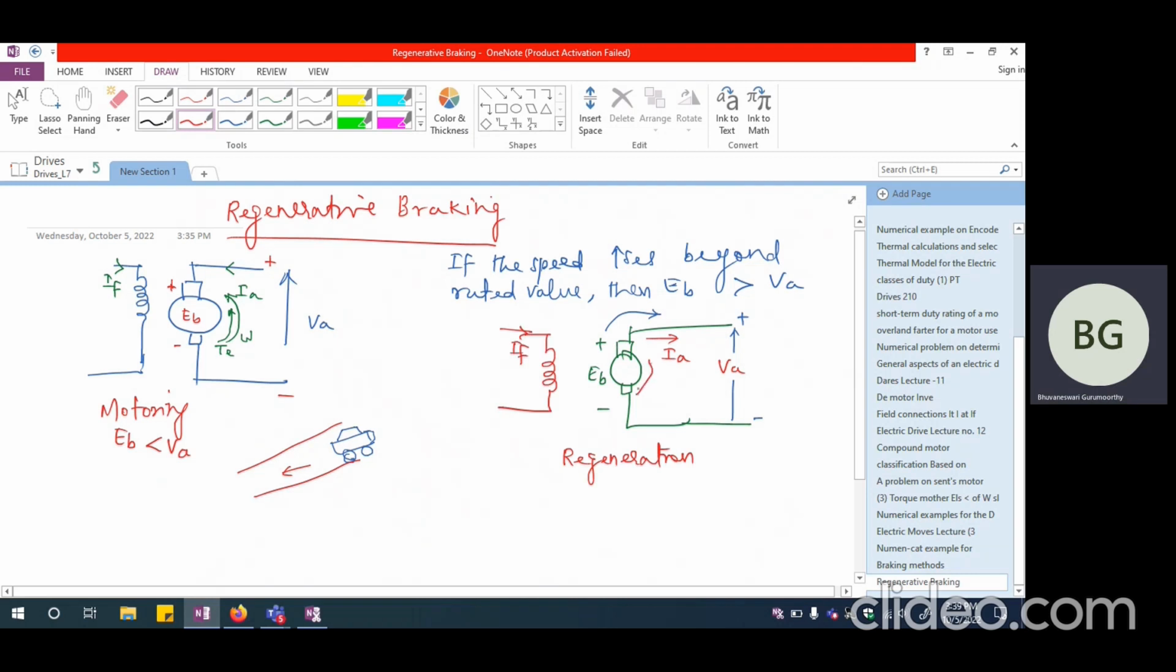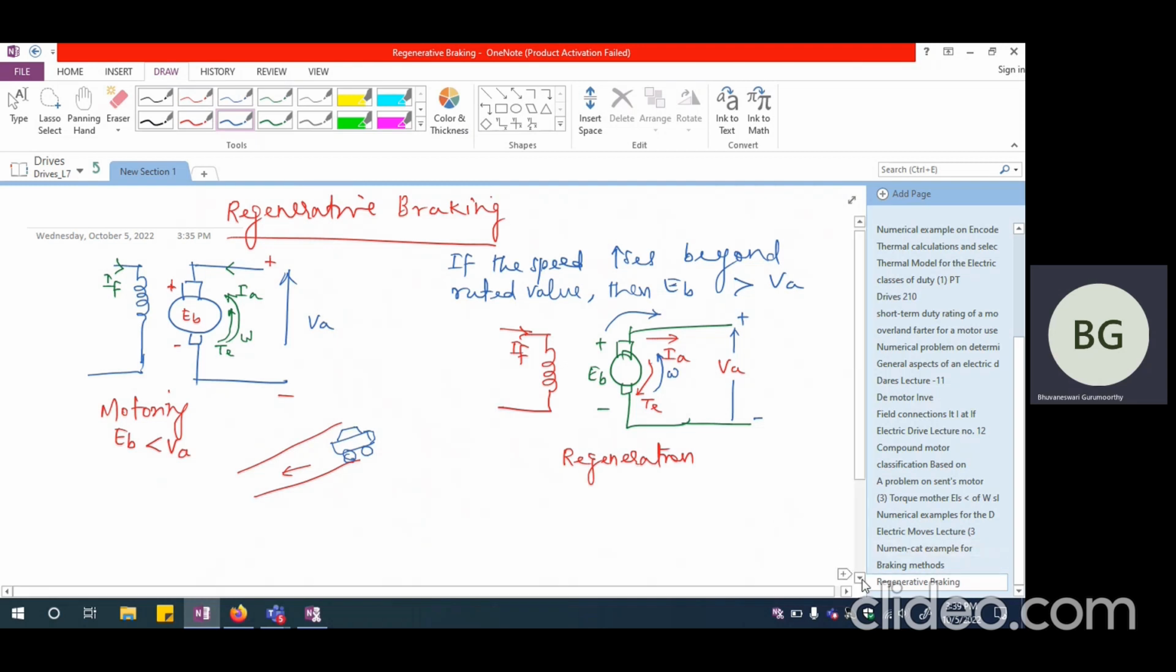So I'm going to have the torque in the reverse direction, whereas I'm going to have the speed still in the forward direction. So this is braking, because the torque and speed are in opposite directions to each other.